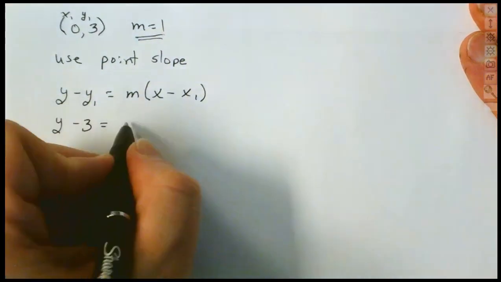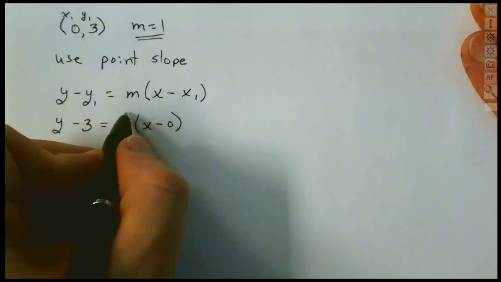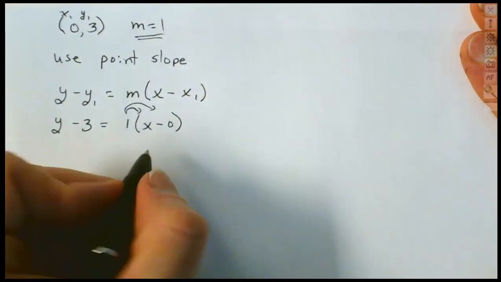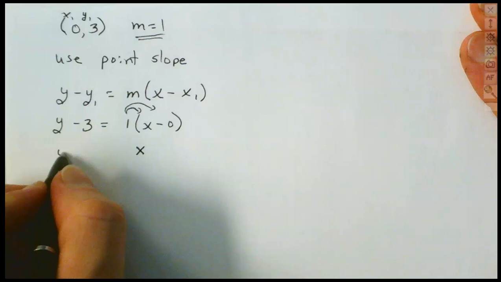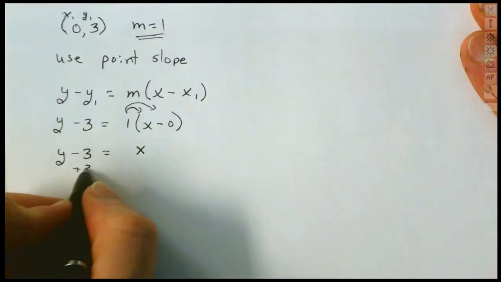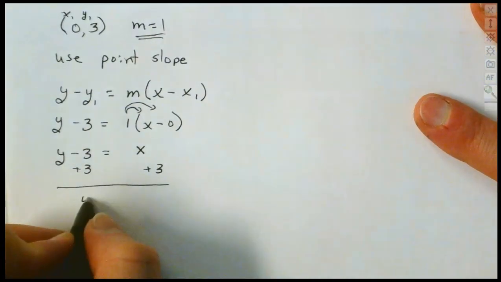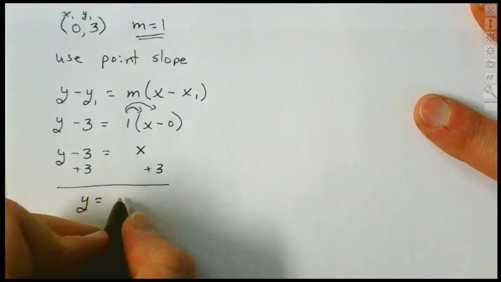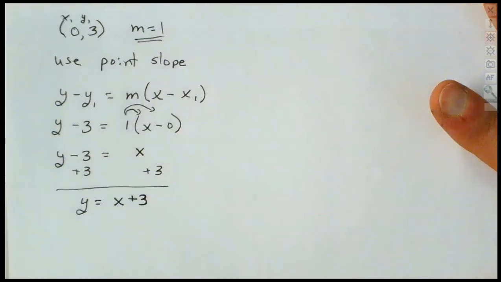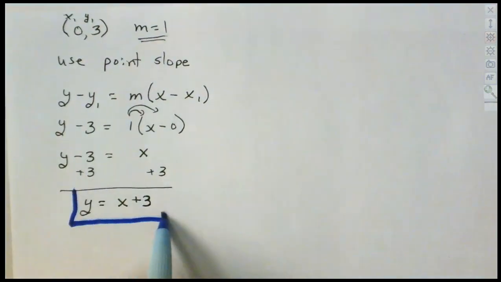And that's going to equal then 1 times x minus 0. And we distribute that 1 through. 1 times 0 is gone, so that just leaves you with an x. So y minus 3 equals x. We'll add that 3 over. And then what's my final answer in slope-intercept form? y equals now x plus 3. And that's what they were wanting.